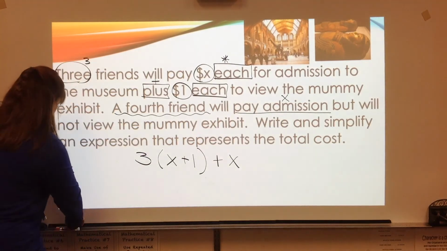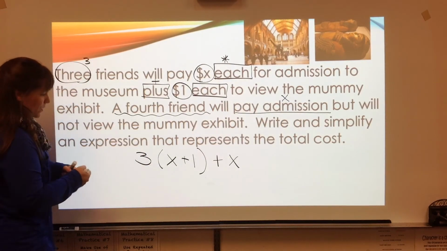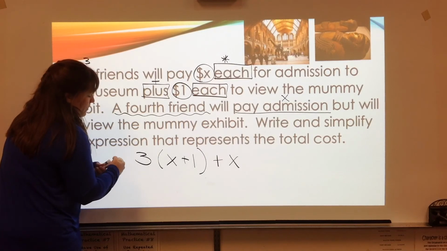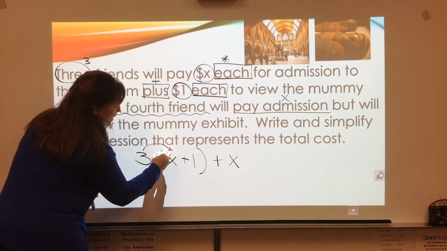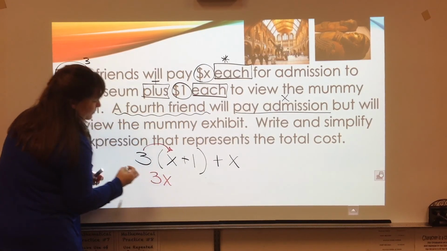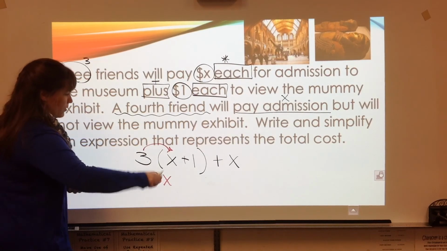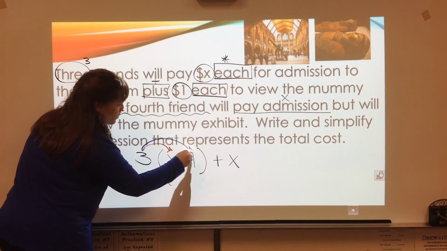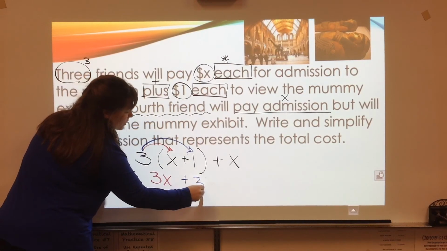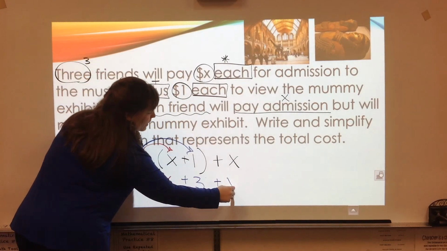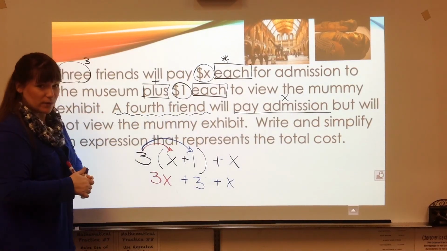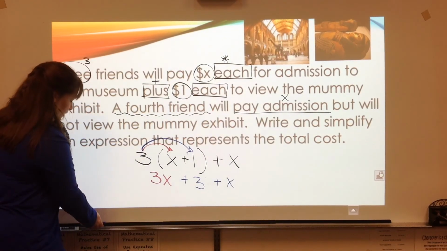This is a distributive property example. So we're going to draw an arrow from the 3 to the x, that's 3x. There's another arrow we need to draw from the 3 to the 1, that is just 3. And then we have our x hanging out there as well. We have to just drag that down for now.